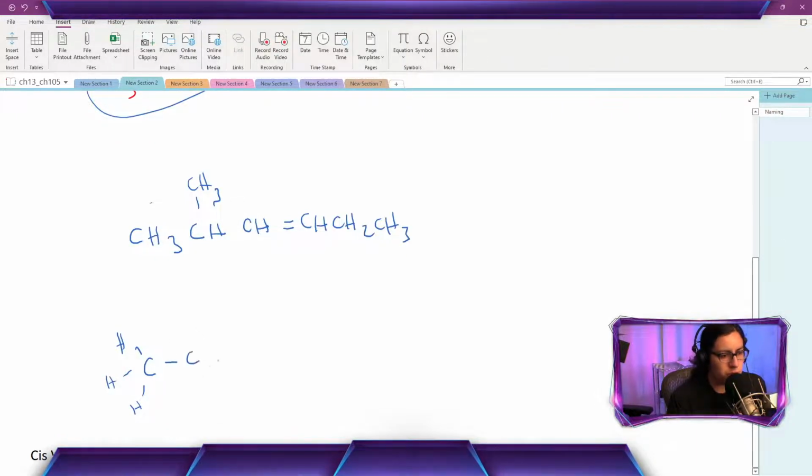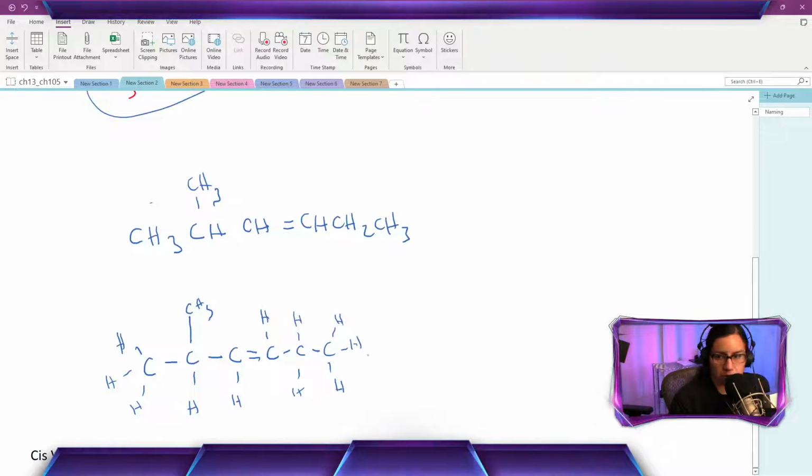And of course, everyone should have 4 bonds. So write that CH, that's bonded to a methyl. Carbon, double bond, hydrogen there. And make sure to write 1, 2, 3, 4. That all looks good. I'm drawing this a little funny. So there's our structure.